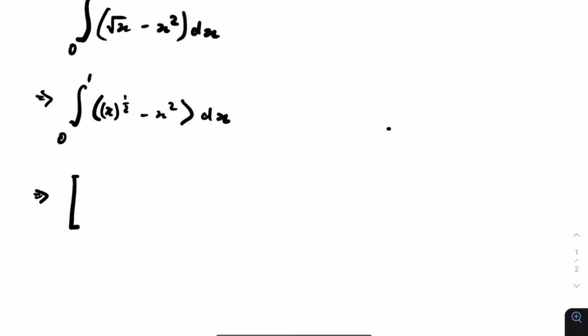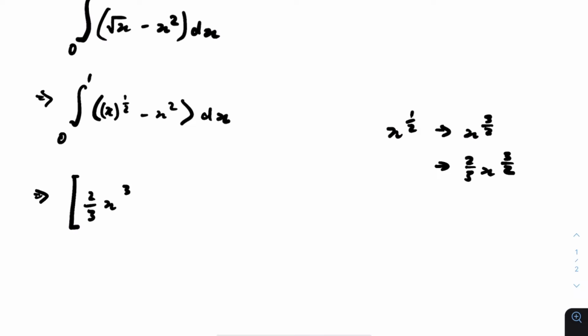So let's start with x to the power of half. That becomes x to the power of 3 over 2 when we increase the power, and then we divide by that, so we get 2 over 3 x to the power of 3 over 2. And we know this is true because if we take the derivative of that, it will give us x to the power of half. Then we have minus x squared.